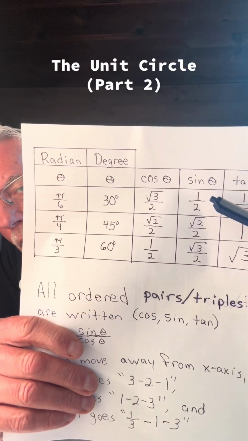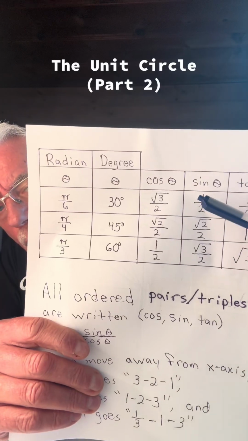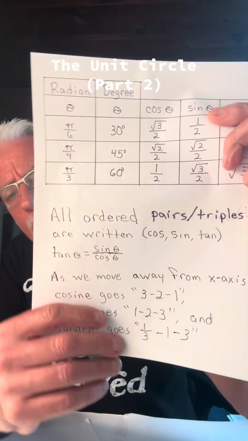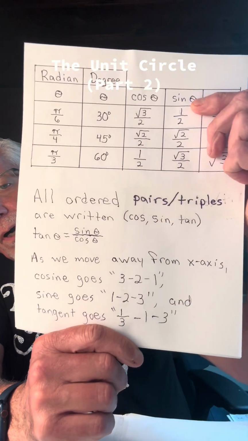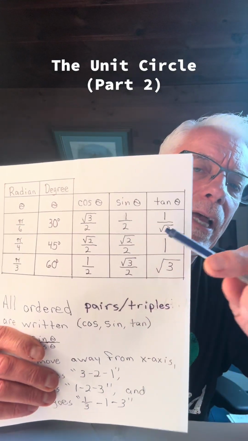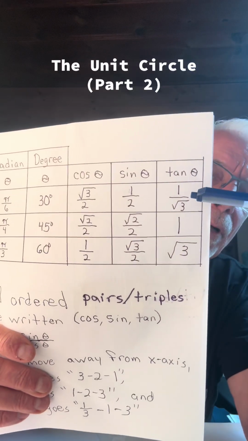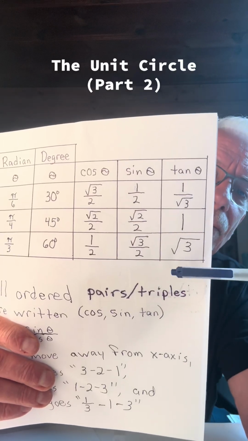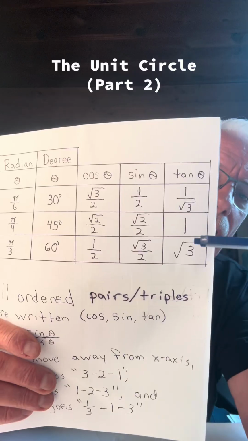Sine goes 1, 2, 3. So 1 over 2, root 2 over 2, root 3 over 2. Tangent goes 1/3, 1, 3. That's why I left it like that, so you can see it. You can think of this as root 3 over 3, but 1/3, which is 1 over root 3, then 1, and then root 3. 1/3, 1, 3.